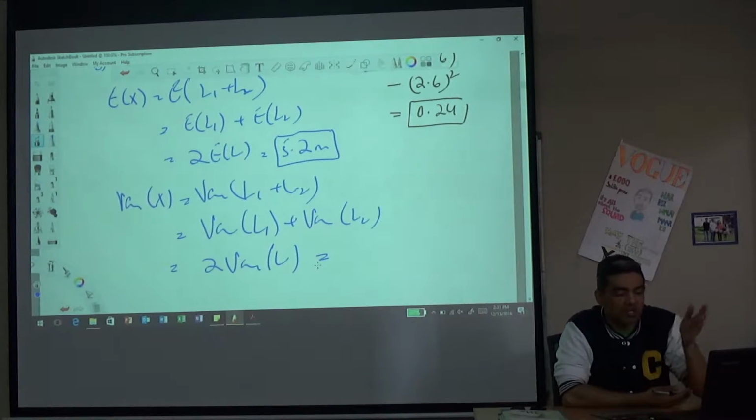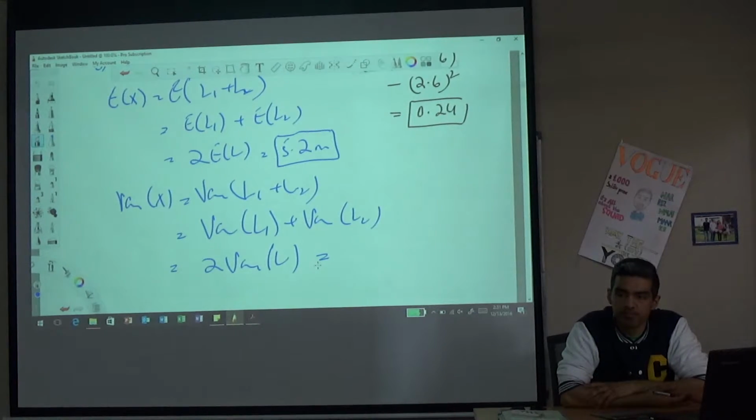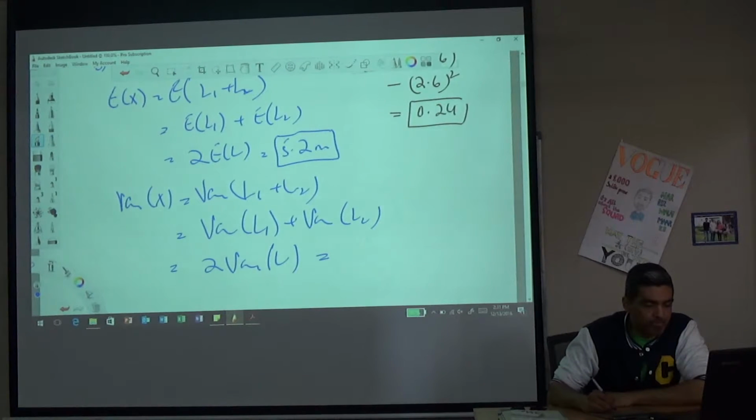Because they both are same. Variance of L1 is the same as variance of L2, which is equal to variance of L. No matter how many instances you pick, you're picking from the same random variable. So this is 0.48.